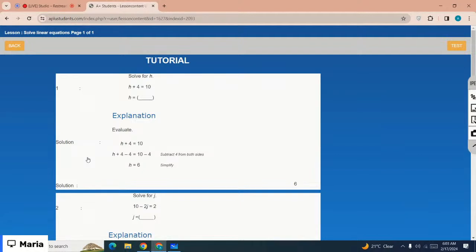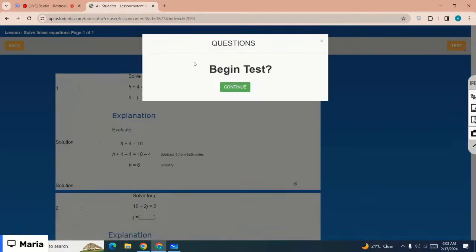Solve for h. You are given h plus 4 equals 10. You have to evaluate it for h, right? That means you need to isolate the variable h. So you need to move the positive 4 to the other side, because you need to isolate the variable h only. You have to subtract 4 from both sides. So 4 minus 4 is 0 on this side, and here 10 minus 4 equals 6. That means h equals 6. Let's start with the test questions.